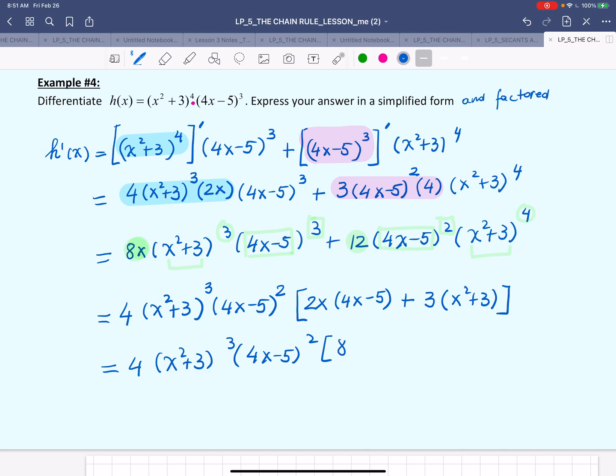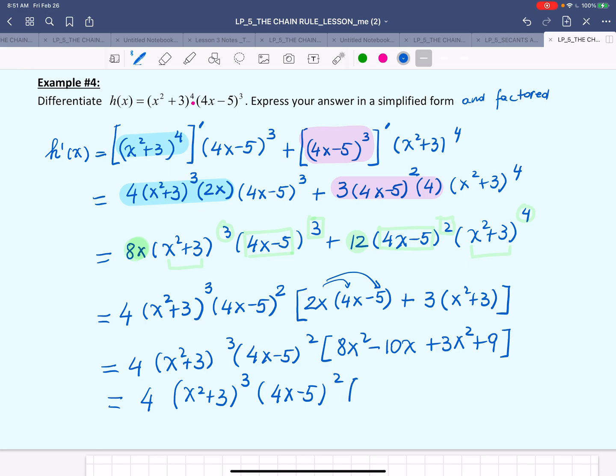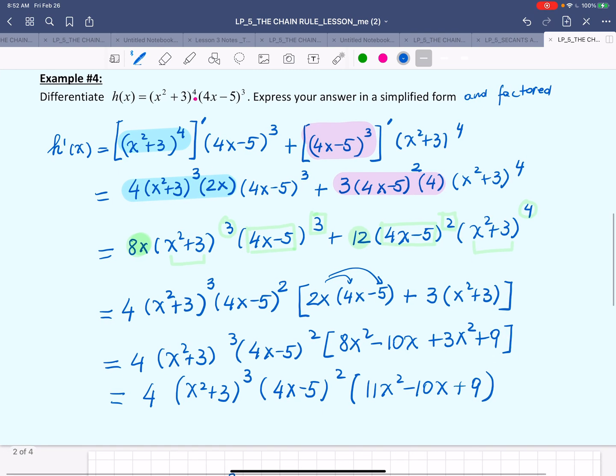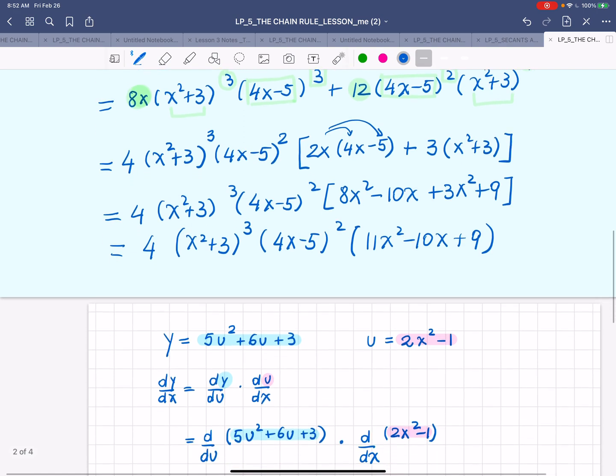And we have 8x squared, simply expand, minus 10x plus 3x squared plus 9, which is 4. x squared plus 3 to the power of 3. 4x minus 5 power of 2. 8x squared plus 3x squared is 11x squared minus 10x plus 9. So this is how we use a chain rule to differentiate the product of two factors.